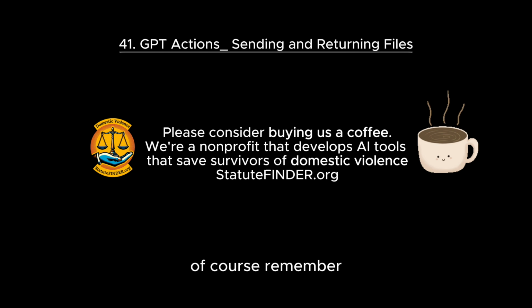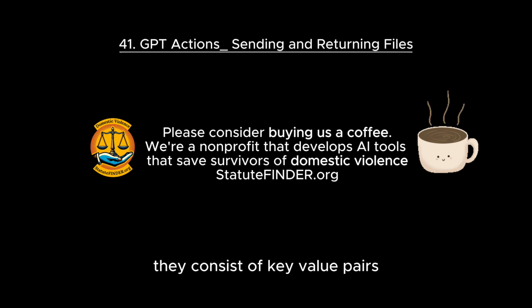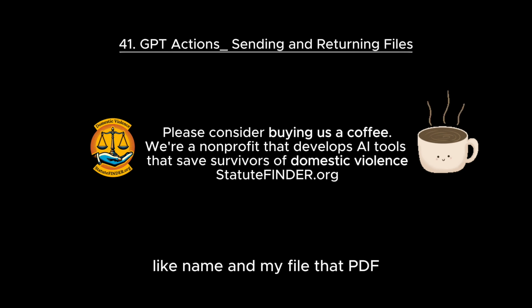Of course. Remember, JSON objects are just a way to structure information. They consist of key-value pairs, where the key is like a label and the value is the actual information. Right, like name and myfile.pdf. Can you give me another example, maybe something a little more complex?